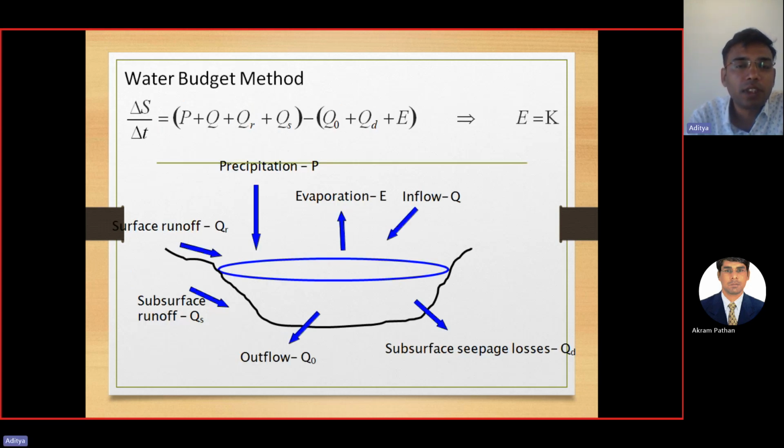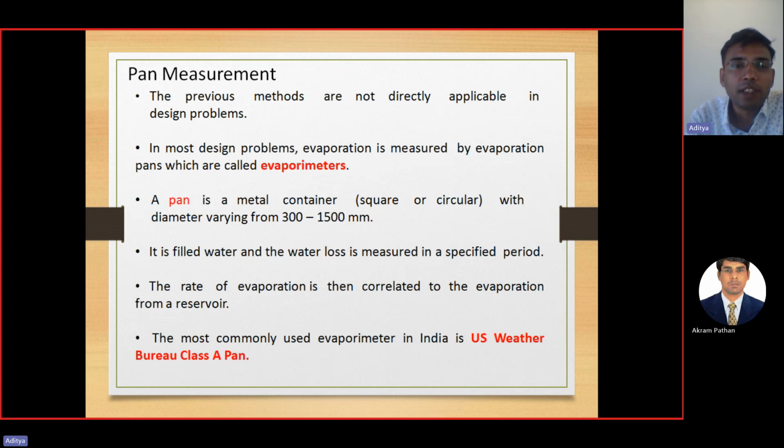Next, the water budget method. It is similar to a water balance. How much water is coming into the system and how much water is going out of the system, from that you can calculate the evaporation. The next is pan measurement. The previous methods are not directly applicable in design problems, but you can use pan measurement for a particular area. So again, it is site specific. It depends on various factors, on how your area has evolved.